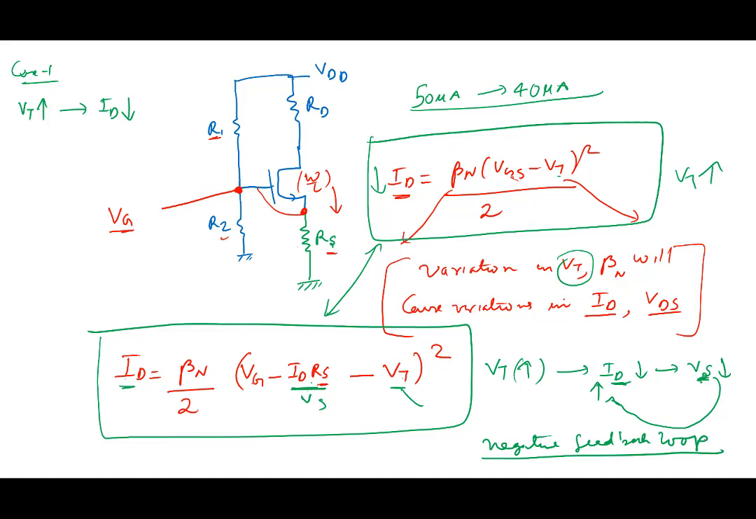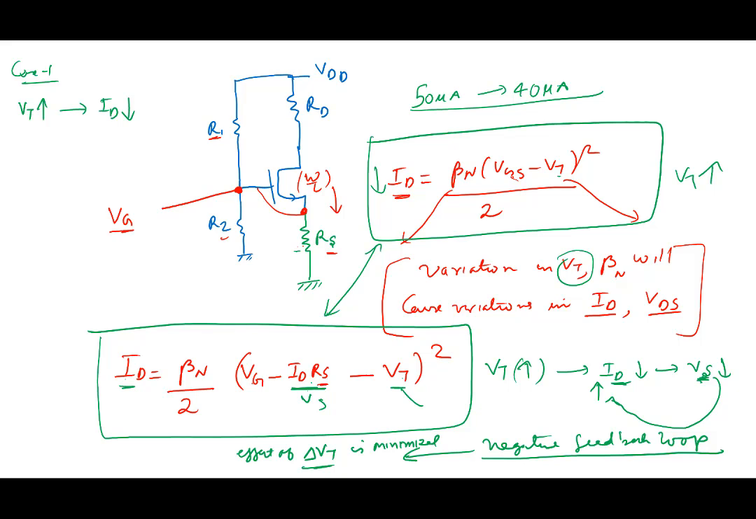And as a result of this negative feedback loop, what you find is the effect of delta Vt, any change in Vt, is minimized. That's why you put this Rs there, to minimize the effect of this thing.